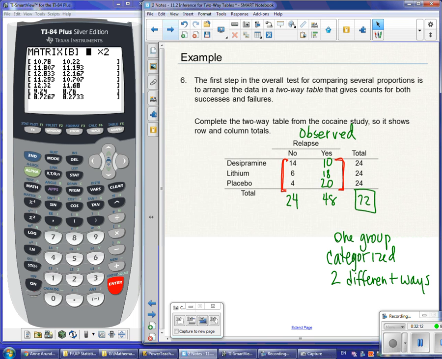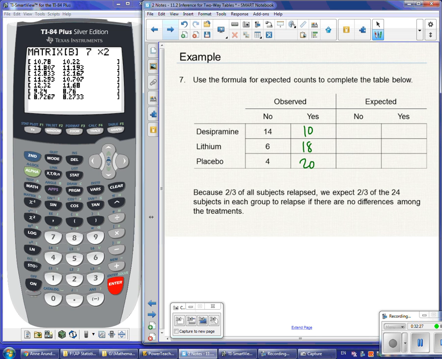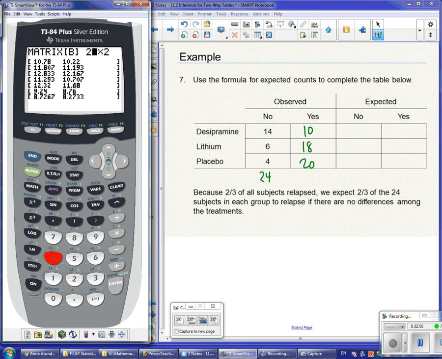If I wanted to create a matrix for my expected counts, this actually is something that's pretty simple to do by hand. Let me go ahead and put these numbers back in. So we had a 10 here and an 18 here and a 20 here. I know that, of everyone, I had 24 out of 72 that did not relapse.